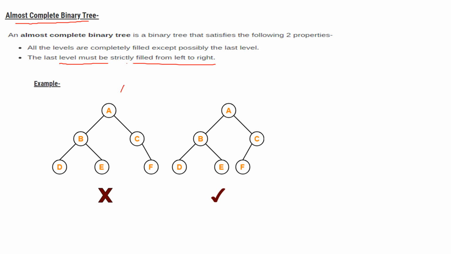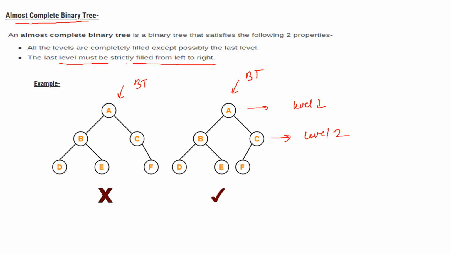Consider these two examples, which are the examples of binary tree. Now we need to know whether they are identified as almost complete binary trees or not. Right? See, we'll consider this example first. This is level 1. At level 1, we have root. It is completely filled. At level 2, we have two children for root node B and C. Right? It's completely filled. Now, in the last level, now the second property we have to check.